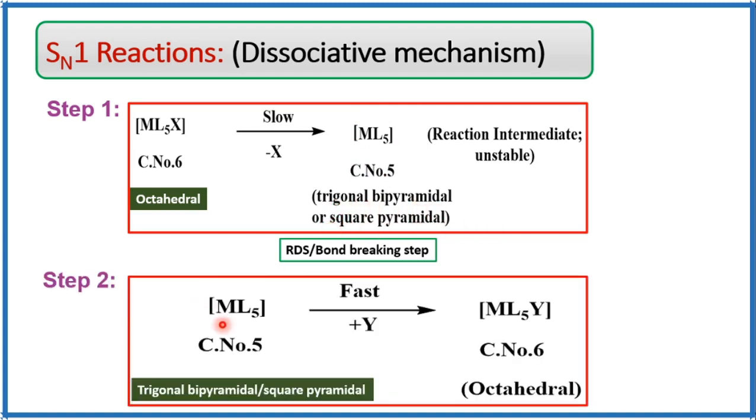In step 2, this ML5 will undergo a fast reaction. That means it undergoes a combination reaction with another ligand Y and will convert into ML5Y, again with coordination number 6 with octahedral geometry. So in this step, the intermediate is reacting with Y in a fast manner and giving the product ML5Y. So initially we have taken ML5X complex and finally we got ML5Y complex. Here in place of X, this Y got substituted. So therefore we can say that it is a nucleophilic substitution reaction.